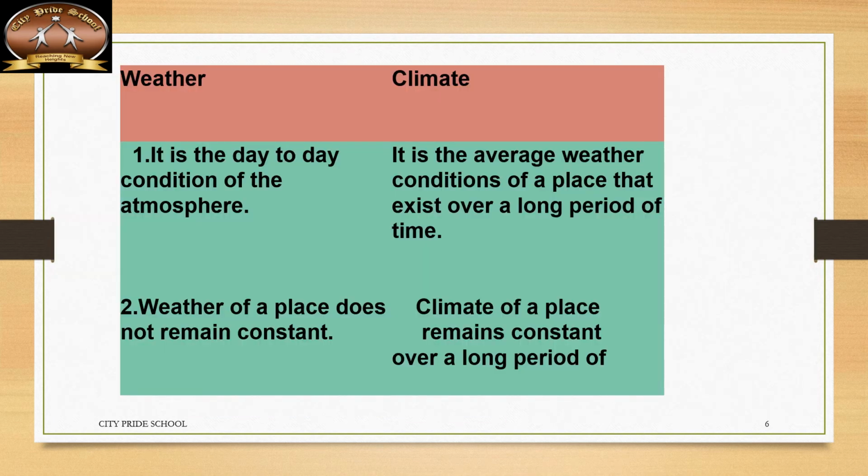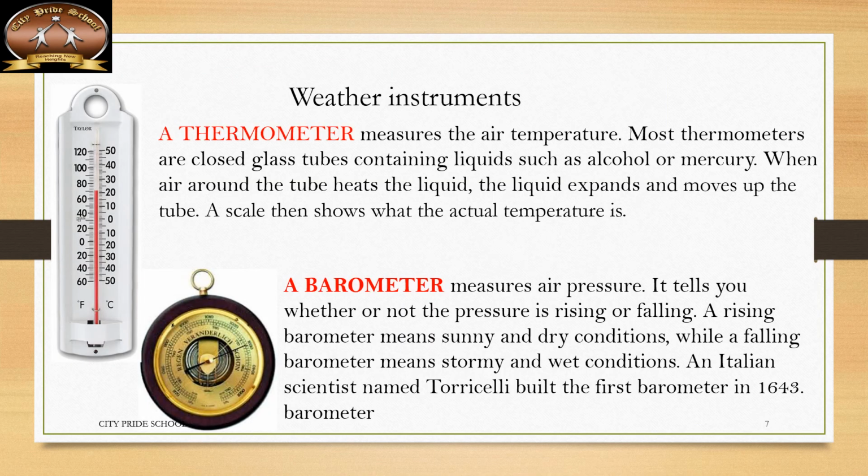This I've already told. Weather is the day-to-day condition of the atmosphere; climate is the average weather condition at a place which exists for a long period of time. The weather of a place does not remain constant. It keeps changing, whereas climate remains constant for a long period of time. And when we talk about weather and climate, it's all about temperature, wind, and all that. So there are some instruments used to measure them. These are called weather instruments.